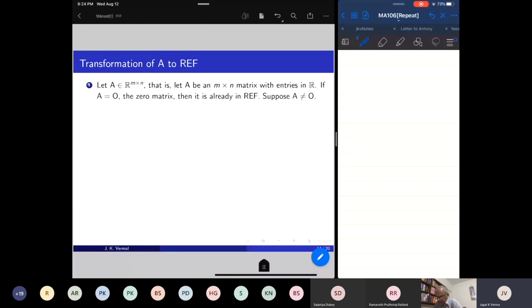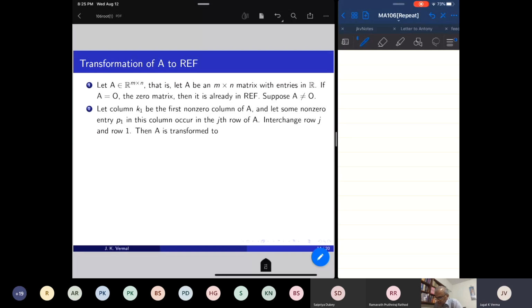Pick an m by n matrix and assume that it has real entries. This algorithm can be applied on matrices with complex entries or rational entries; it doesn't matter. For simplicity, I am assuming that A is a real matrix. If the matrix is the 0 matrix, there is nothing to do. It's already in row echelon form. All the conditions of row echelon form are met by the 0 matrix. This is the trivial case. So we assume that the matrix is a non-zero matrix.